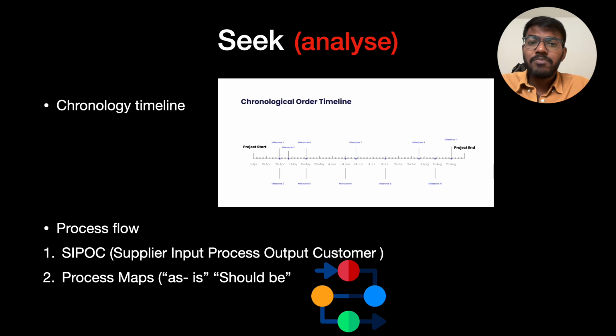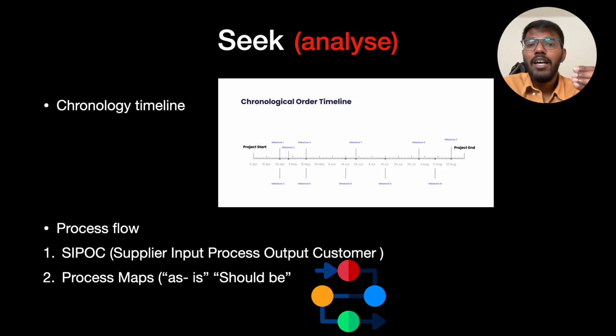In many places, if the problem happens with the customer, they tend to reverse the flow by understanding customer, output, process, input, and supplier. And then to drill down more and more, we can use the process map, which I call as-is to should-be. As-is versus should-be is about understanding how the actual process needs to be, instead of how it happens.